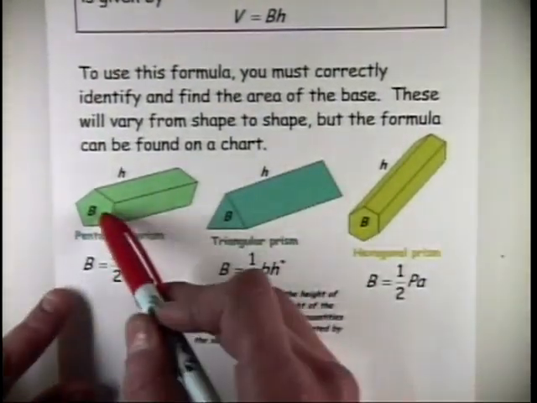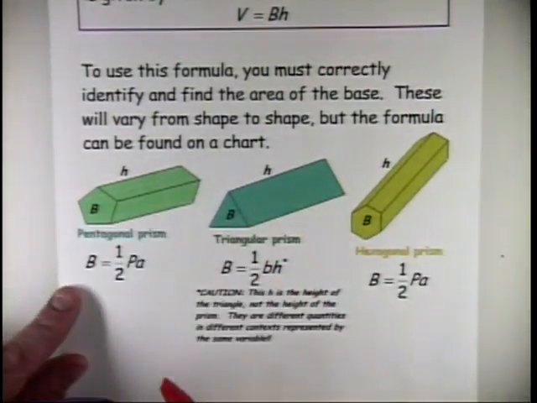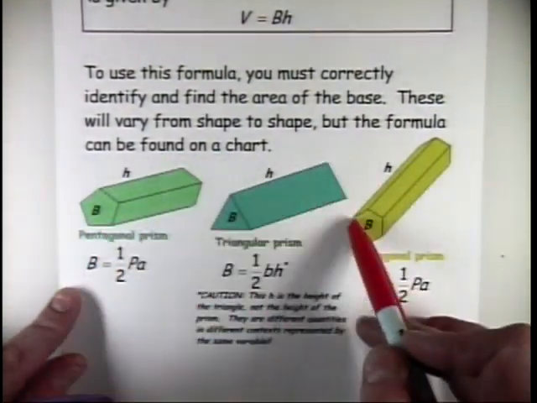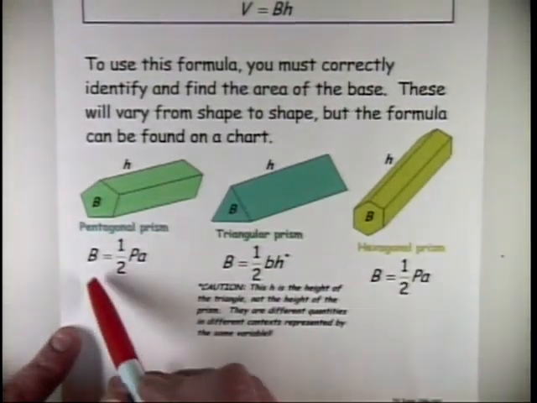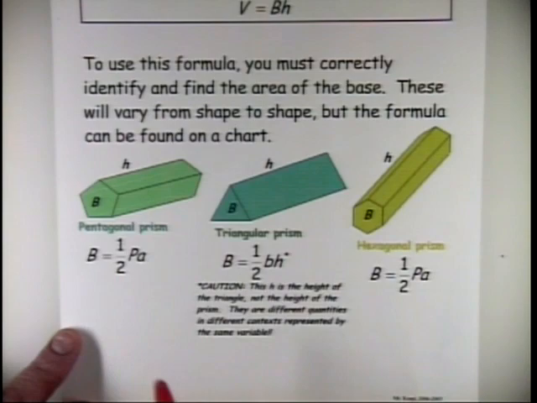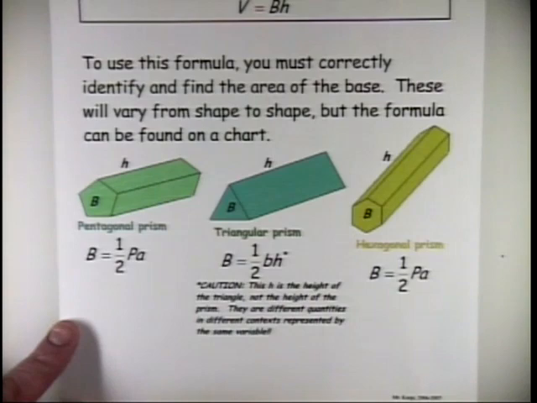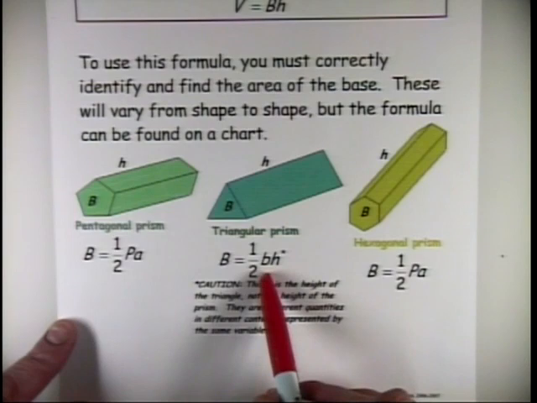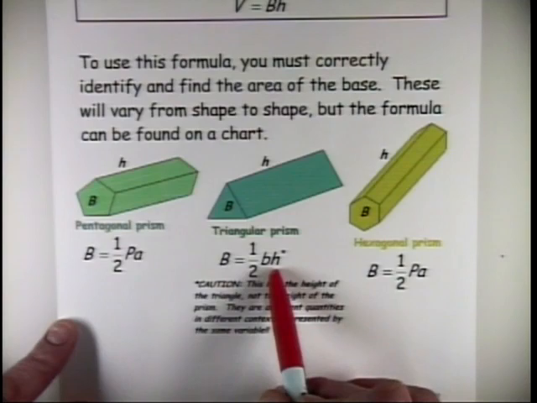So each of these is a different base, so they're going to have a different formula to calculate the area of the base. But in any of the three cases, if I can find the area of the base, I just multiply it by H to get the volume. So in this case, since it's a pentagon for the base, the formula for the area of a pentagon is 1/2 P, the perimeter, times a, the apothem. So we have to be given enough information to find that. This one's a triangle, so the formula for the area of a triangle is 1/2 b, the base, that's little b, one of the side lengths, in this case the bottom one here, times h.